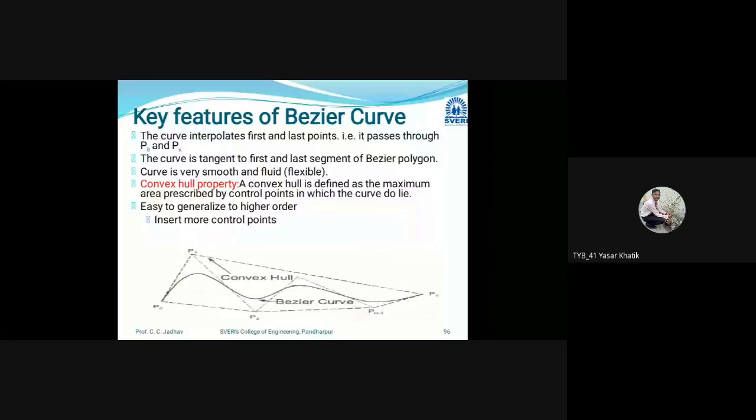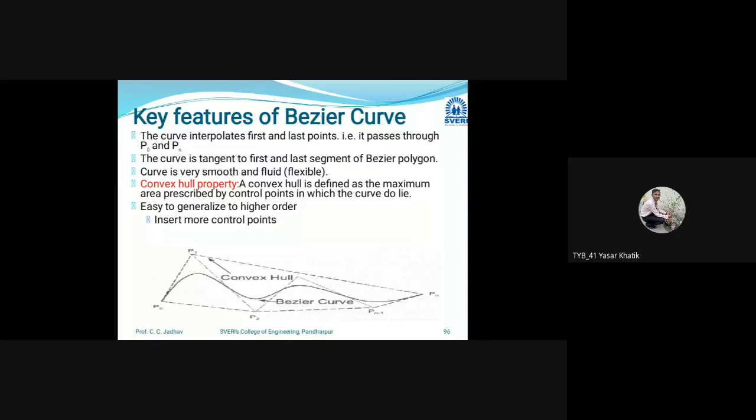You can change the nature of the curve by changing the vertices as well as by controlling the control points. Okay, it is your choice. You can just use the control points and you can just change the vertices.